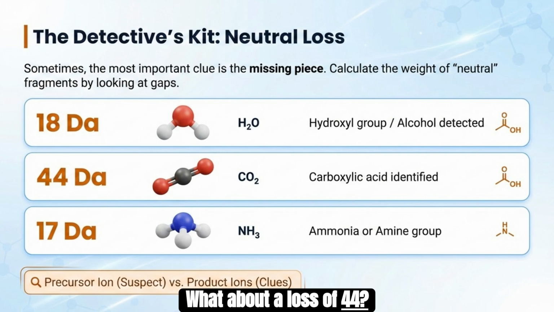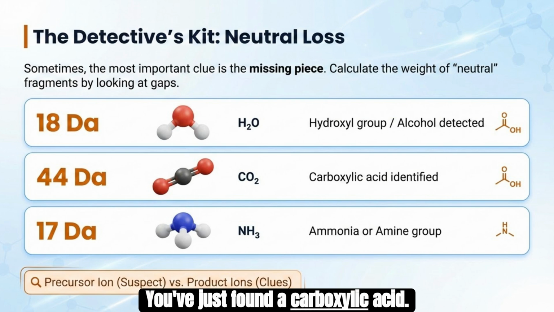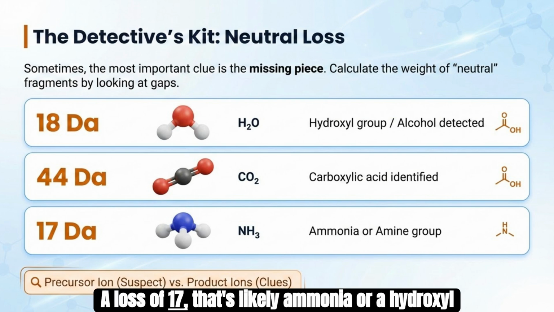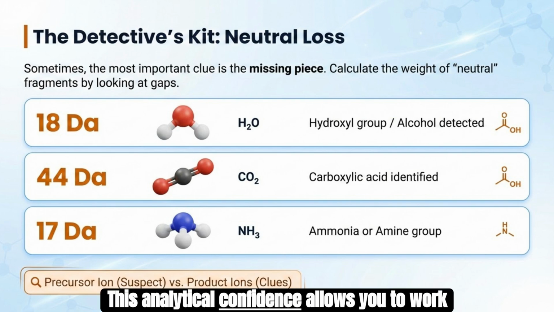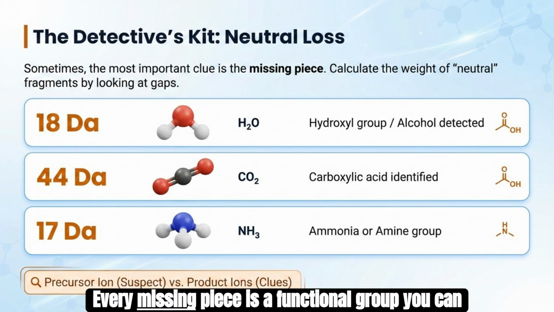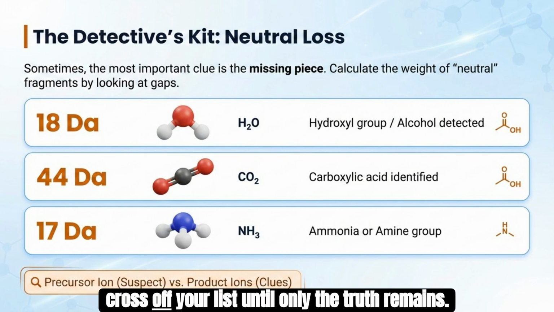What about a loss of 44? That's $CO_2$. You've just found a carboxylic acid. A loss of 17? That's likely ammonia or a hydroxyl radical. This analytical confidence allows you to work backward. Every missing piece is a functional group you can cross off your list until only the truth remains.